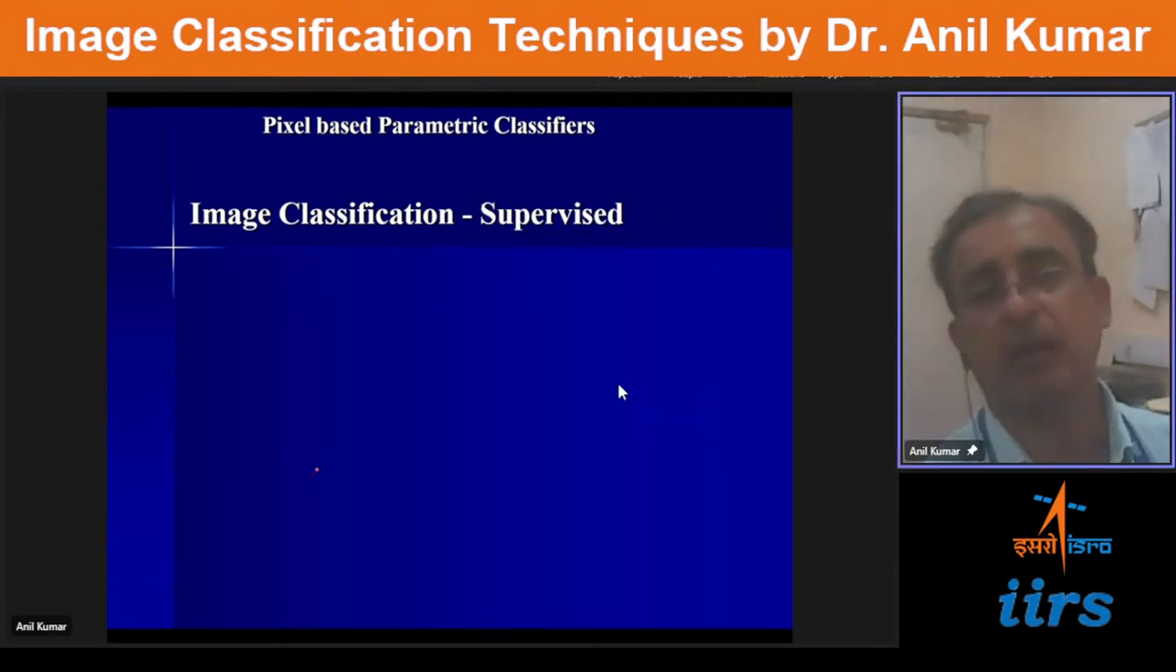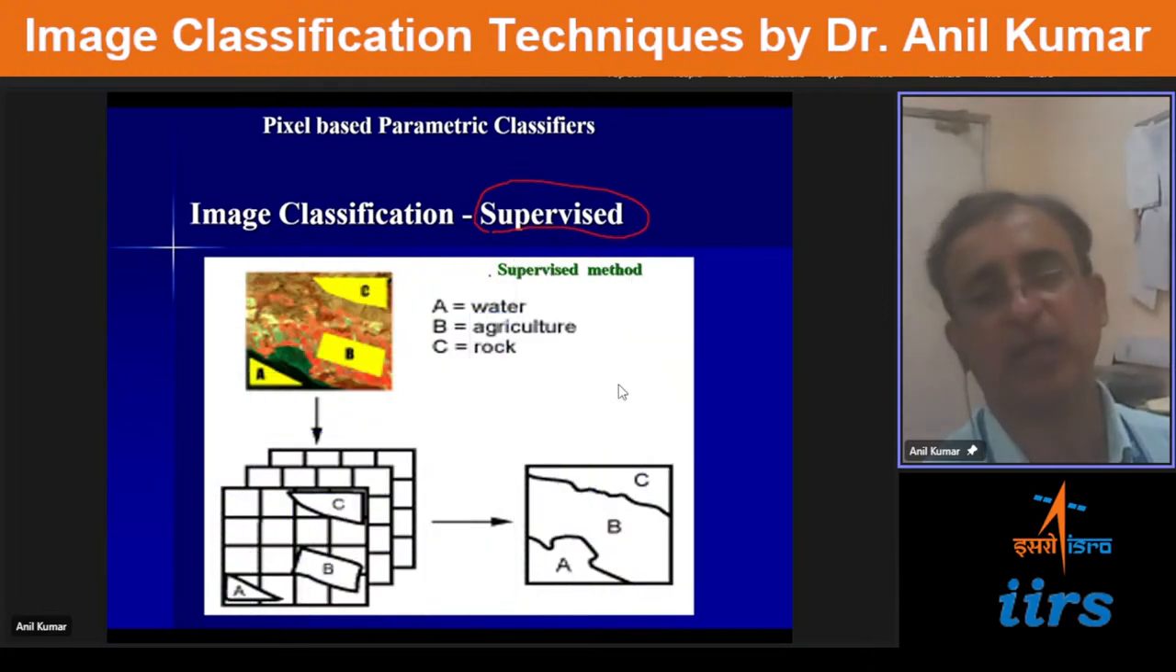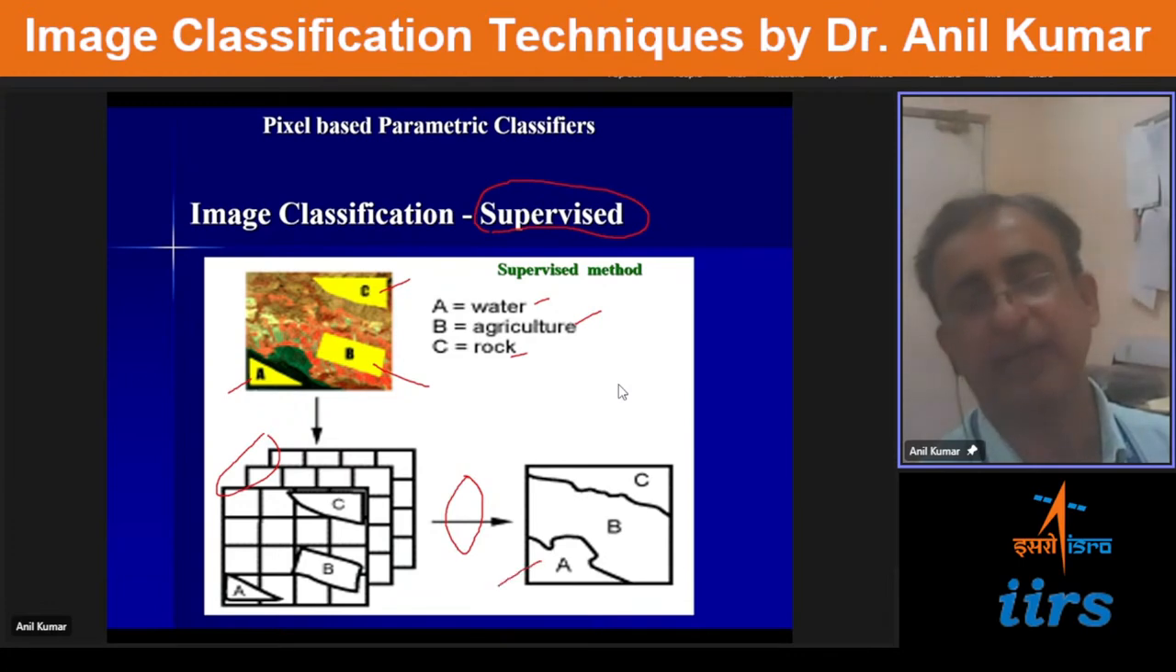Anyway, coming to the next type of classification, that is supervised classification, in the same domain. This is a very simple one. The difference from unsupervised is that here we provide the training data. We know that we are dividing the data into three classes: water, agriculture and rock. So we provide the training data of water, of agriculture and of rock to this classifier. Once we apply the input image of 3 bands and the training data of 3 classes, we get the output: this area is class A, that is water, this area is class B, that is agriculture, and this area is class C, that is rock.